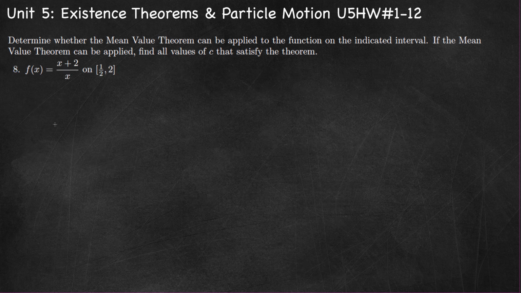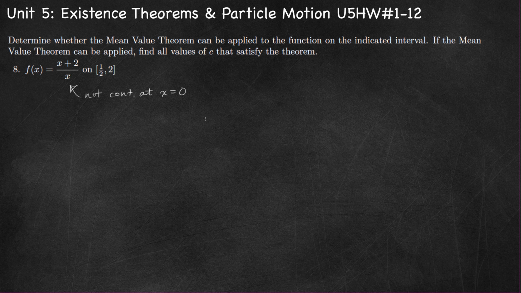Number 8, f of x equals x plus 2 over x on the interval from 1/2 to 2. This is not a polynomial function, so we want to think about the graph. It's a rational function, so we know that a rational function will not be continuous wherever the denominator is 0. So in this case, not continuous at x equals 0, but otherwise it is continuous.